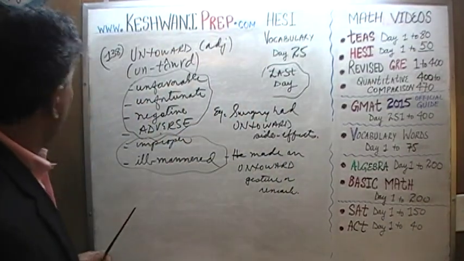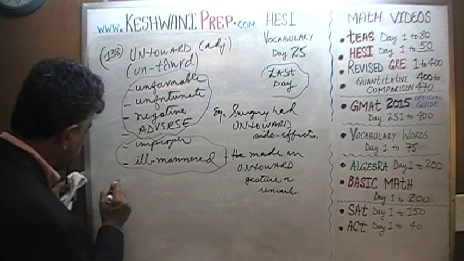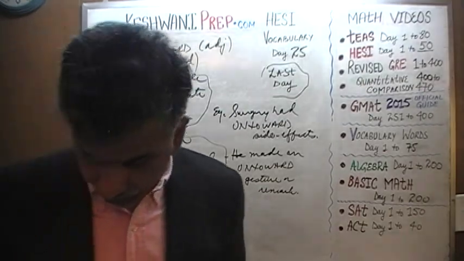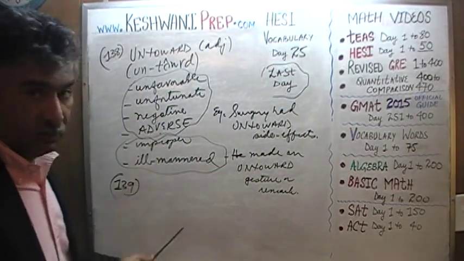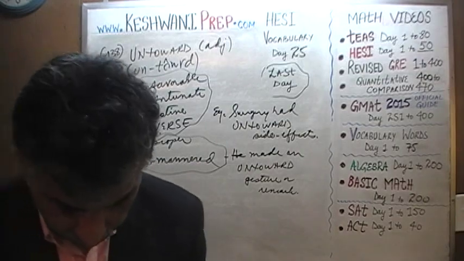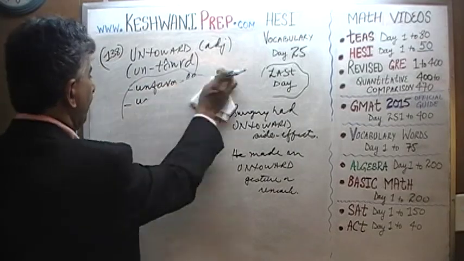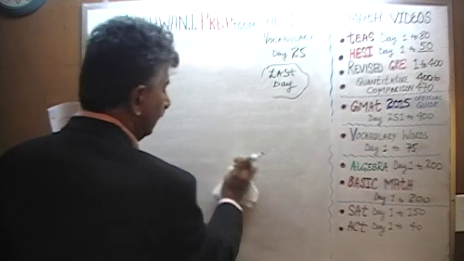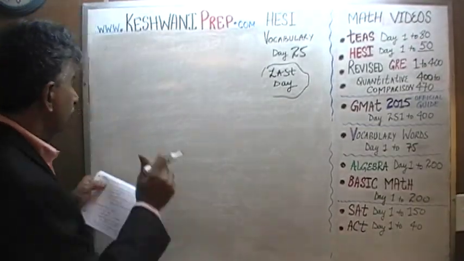Let's go to the next word, 139. We need the room. 139 and 140, the next two words that we're going to learn are not in the book. We're going to learn them because they're related to these words. We need the room. So the next two words are related to the word that we just learned, untoward, and the word is 139.